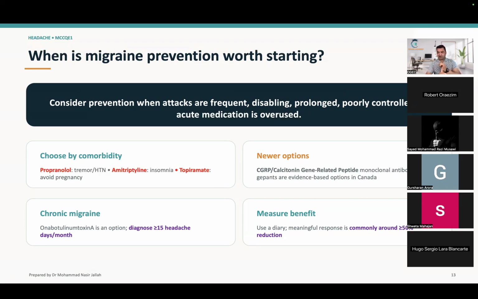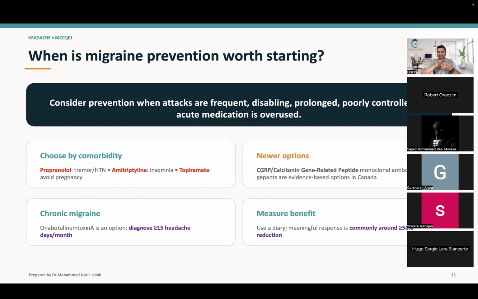If it interferes with your work, it is disabling. If it interferes with your studies, it is disabling. If it interferes with your social life, it is disabling. If it interferes with your sexual life, it is disabling. So any condition that affects your daily routine life, day-to-day living, it is disabling, and you need to do something about it.